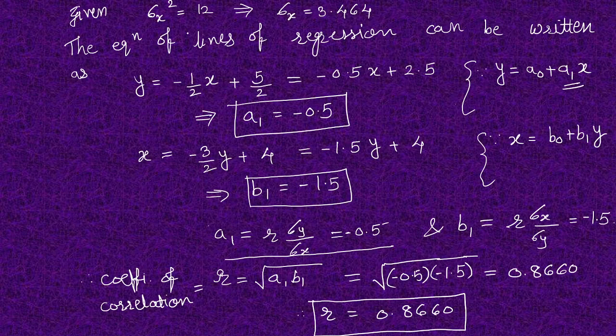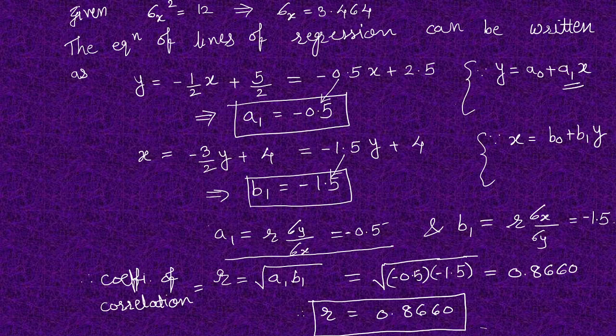Now here sigma x square is given. From this we find out the value of sigma x. And then the lines of regression can be written as y equal to this value. That means here y equal to a naught plus a1x. Therefore value of a1 equal to this value. Then similarly for second equation x equal to, we write down in this form, and this is the value of b1. If we multiply this a1 and b1, we get the value of r. That means the value of r equal to 0.8660.